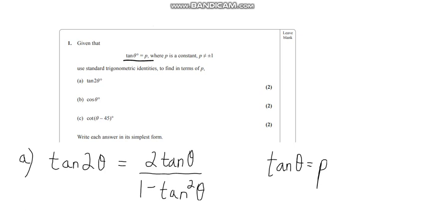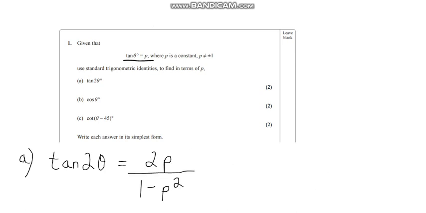So here I've written one piece of identity, which is tan 2 theta is 2 tan theta upon 1 minus tan square theta, and we know that tan theta is P from our question below. Now what I want you guys to do is substitute tan theta equal to P, because they're asking us to find in terms of P. So substitute this P into every tan theta or tan square theta you see, and that's our first answer.